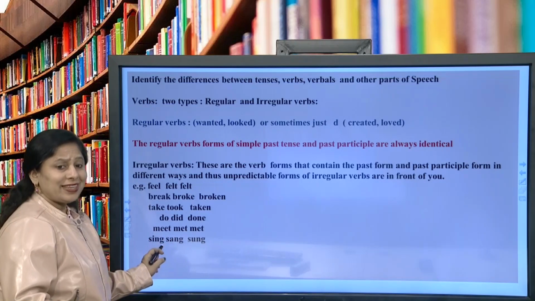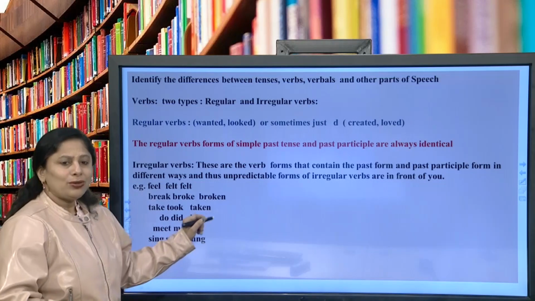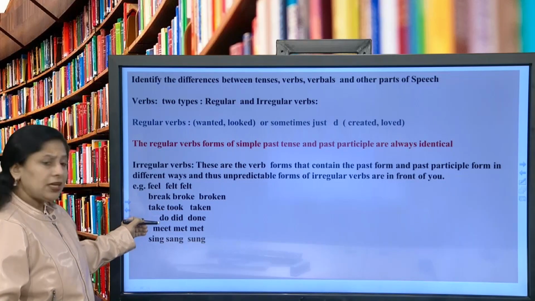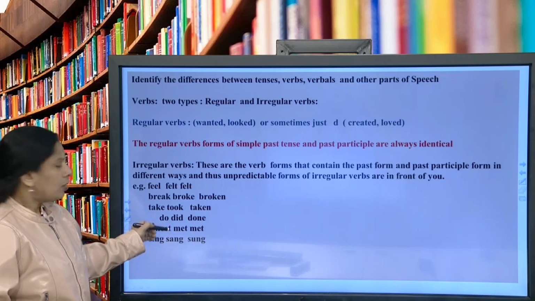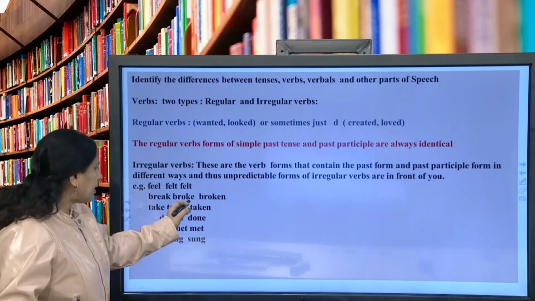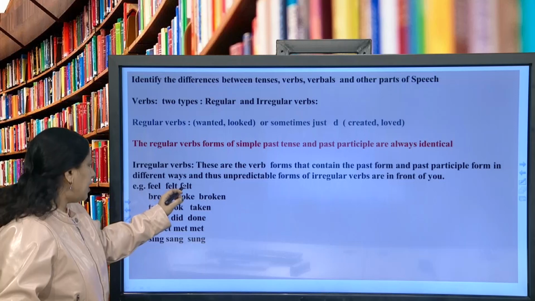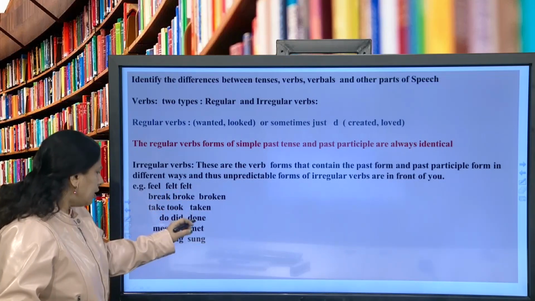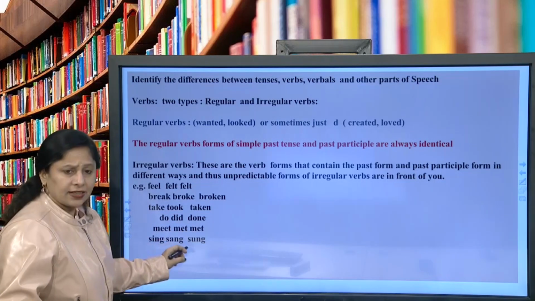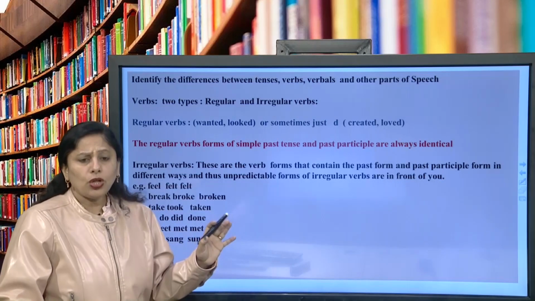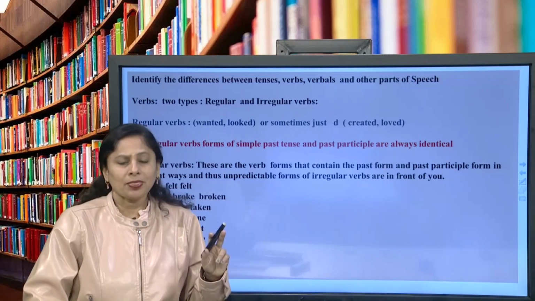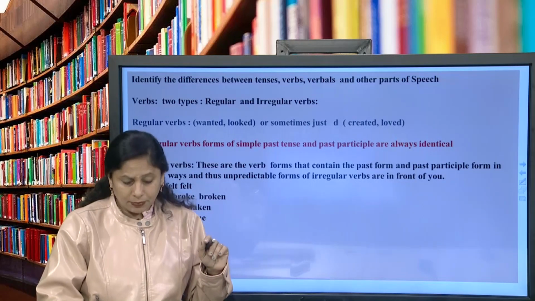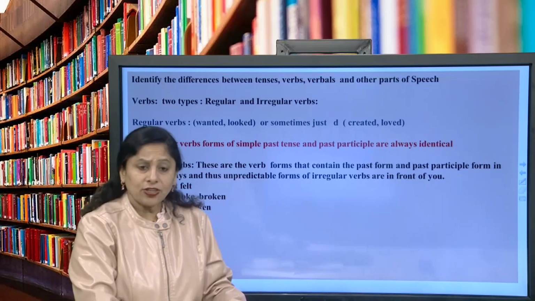So you can see over here not a single verb form is similar to the another verb form. All the three verb forms are different. Feel, felt, felt, break, broke, broken, take, took, taken, do, did, done, meet, met, met, sing, sang, sung. Almost all the three forms are quite unpredictable. There are certain other forms which you have to remember, and we can make it right now.